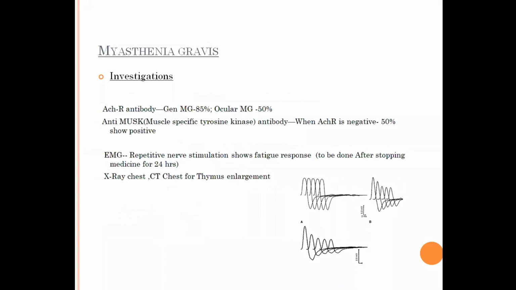Now, as I said, myasthenia is an autoimmune disease, so we look for antibodies. So the antibodies against the acetylcholine receptor are seen in 85% of generalized myasthenia, but only in 50% of ocular myasthenia. The point of ocular myasthenia is that it is a clinical diagnosis. Why clinical diagnosis? Because you do an antibody, it is negative. It doesn't mean the patient doesn't have ocular myasthenia.